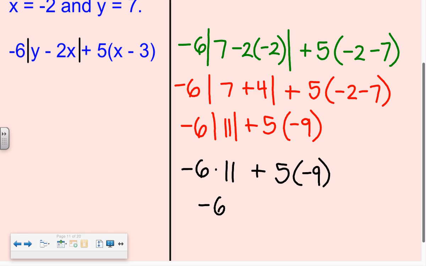So now I've got two sets of multiplication going on. -6 times 11 is -66. 5 times -9 is -45. And then if I add those together, they're both negative. I have -111.